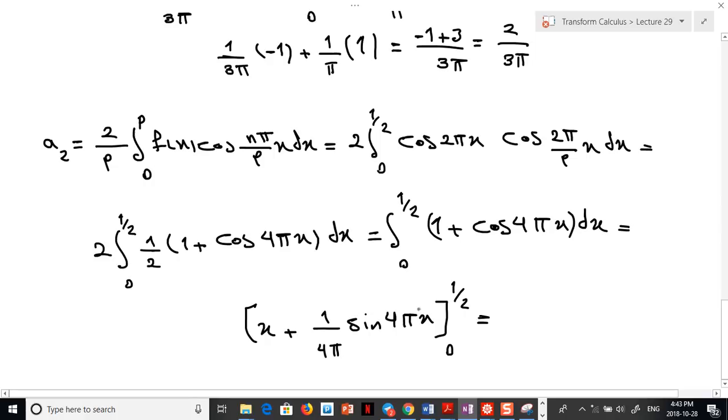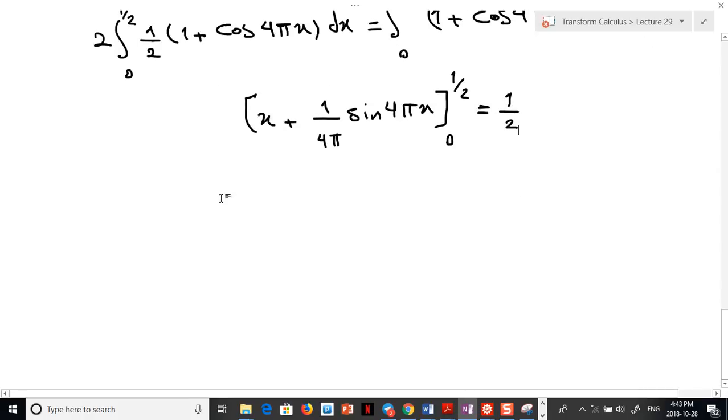If I plug in half for x, it's going to be half plus sine 4 pi times half, which is sine 2 pi. Sine 2 pi is equal to 0. If I apply the lower limit, x is equal to 0, sine is equal to 0. As a result, we could find A2 as well. So now we have A1, we have A2, and for the rest, we already found a_n.